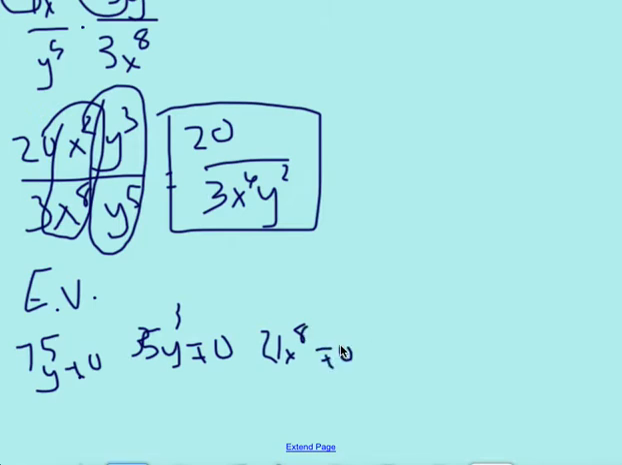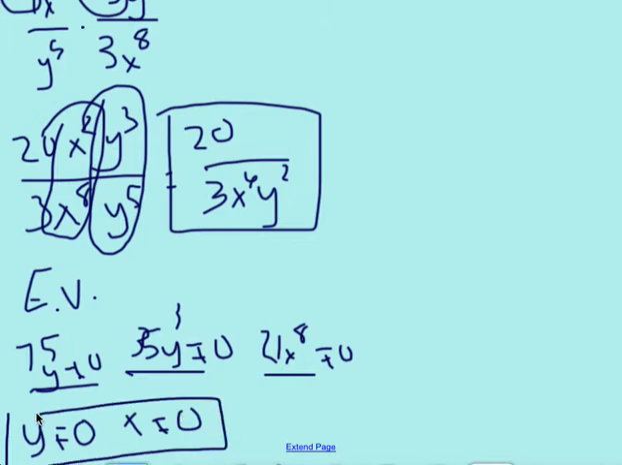So now we need to go ahead and calculate these out. Well, the only way that these two are going to equal 0 is if y itself is equal to 0. So we'll cancel that out. The only way that this one's going to equal 0 is if x itself is equal to 0. So we'll cancel that out. So those are our two excluded values, that y cannot be equal to 0 and x cannot be equal to 0.